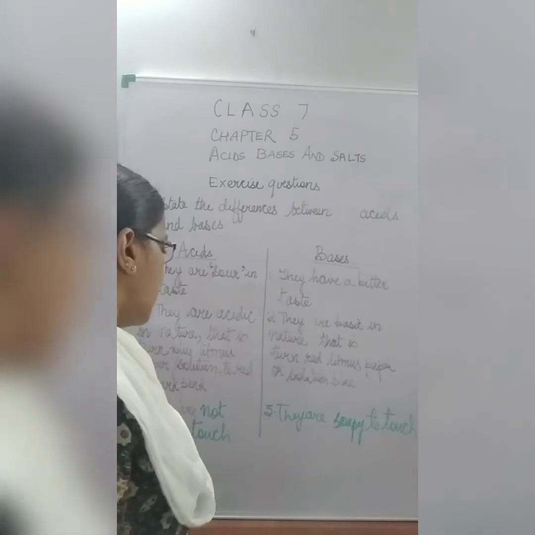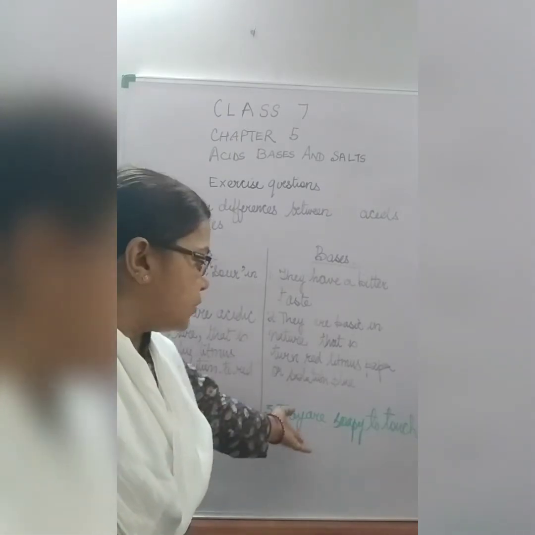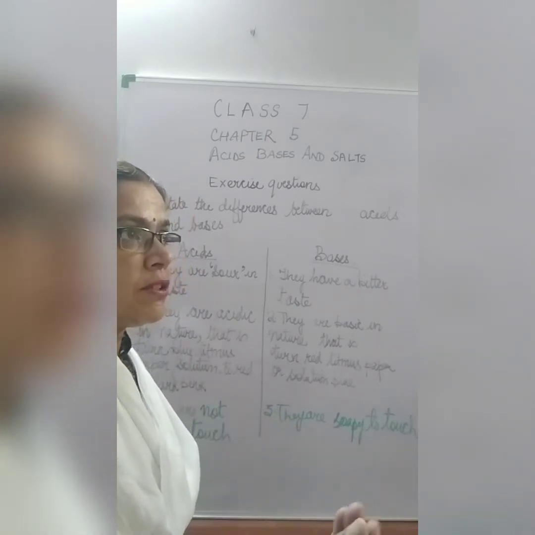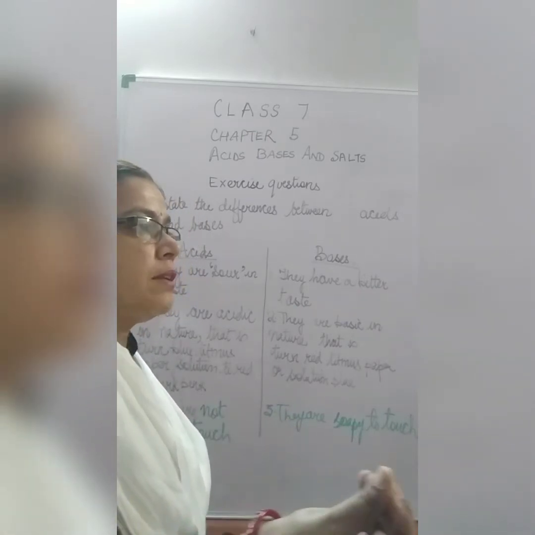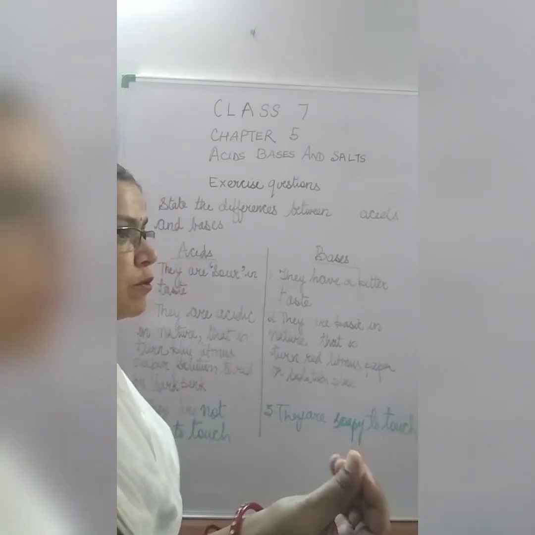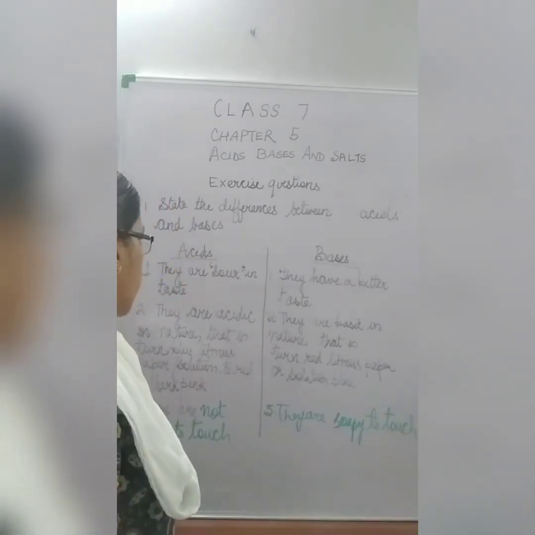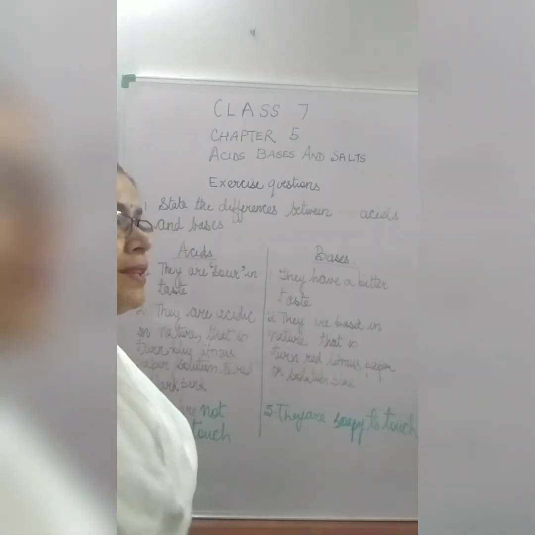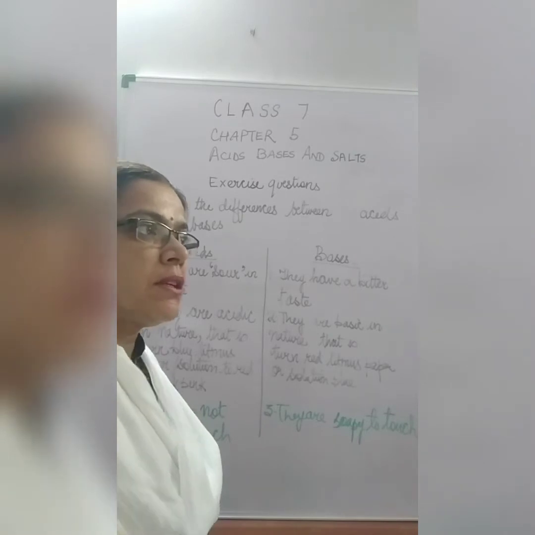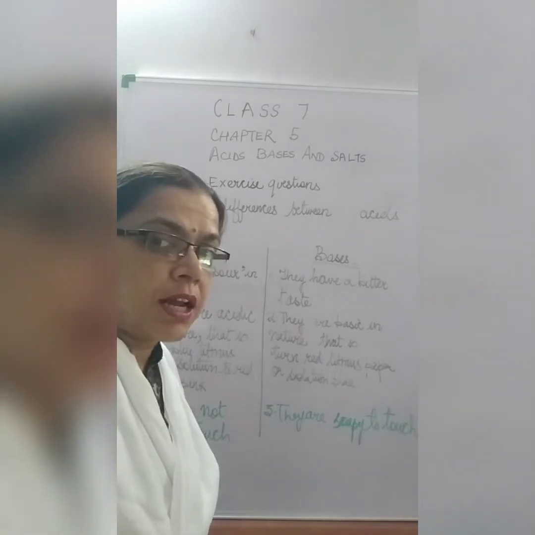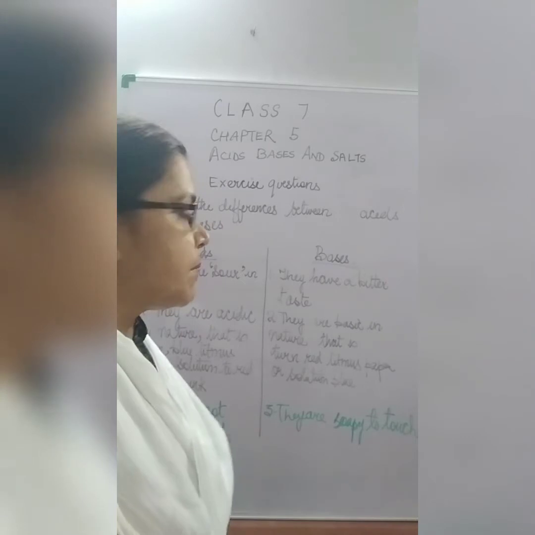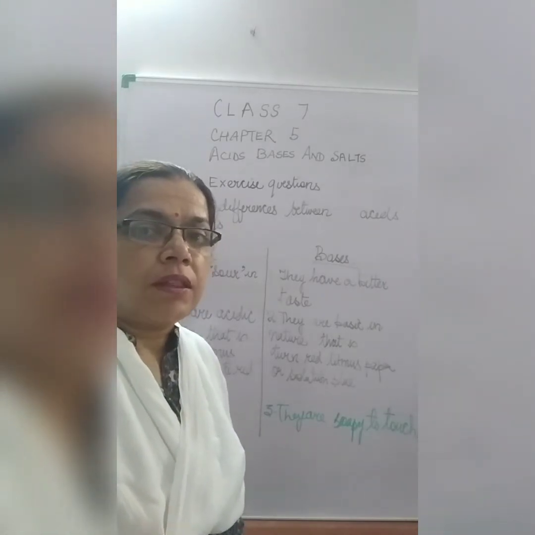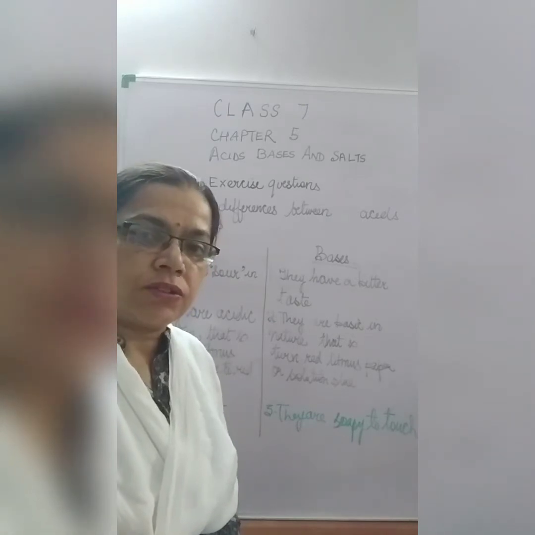Then we have the bases, which, as you know, are soapy to touch. Like we had done, we had touched this baking soda in our hands. We wetted it and we found it to be soapy and slippery, whereas acids are not soapy to touch. Acids contain hydronium ions, which you will be studying in class 10th, whereas bases have hydroxide ions, and that is why they show their basic nature.